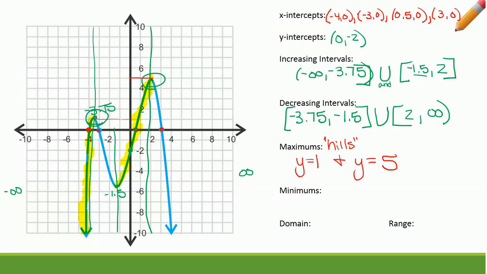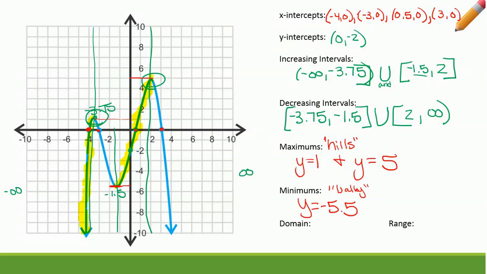Now, what about my minimums? Well, it looks like I have a minimum right here, the lowest point of the valley. It's my lowest valley that I can see. There should be an E in valley. There we go. Go all the way over. It looks like I'm at negative 5.5, right?